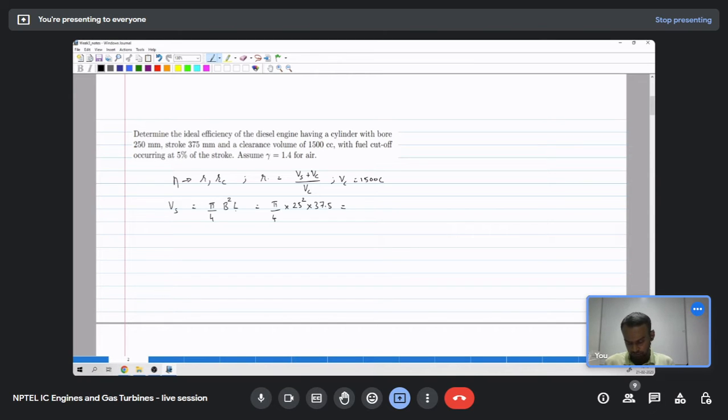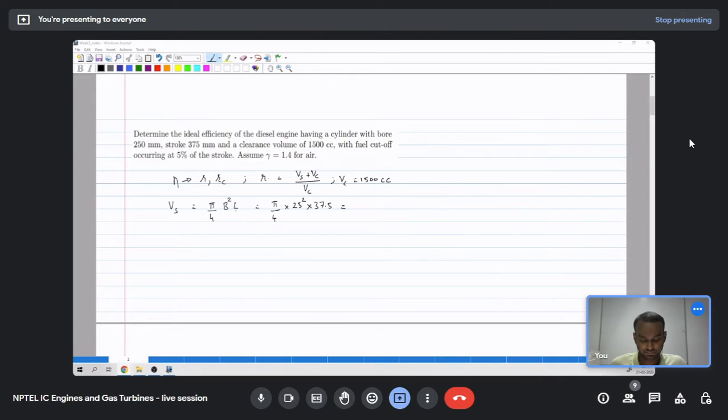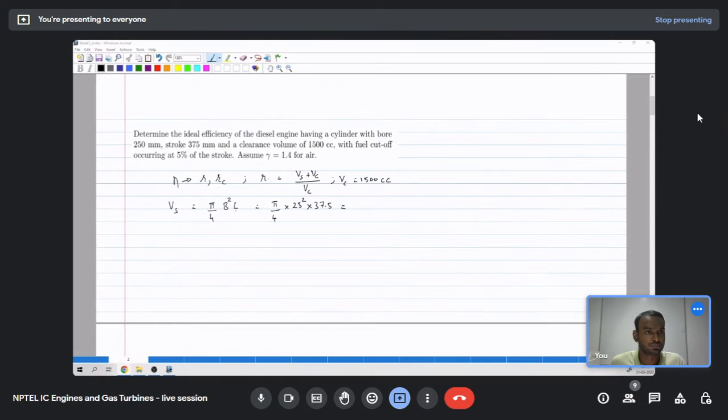Can someone compute this? No one is able to solve this.